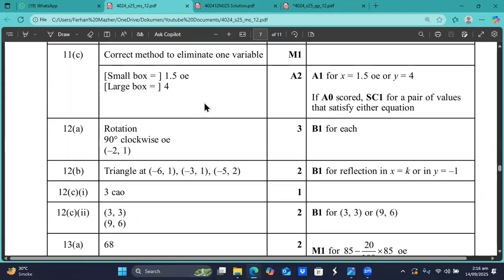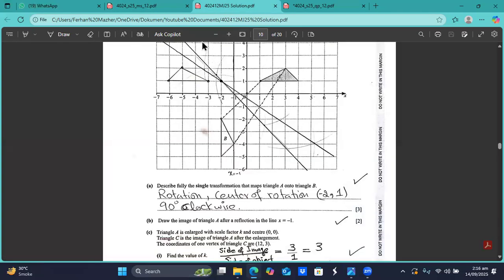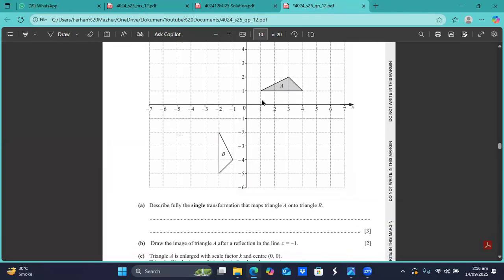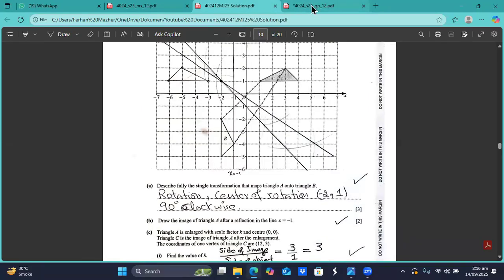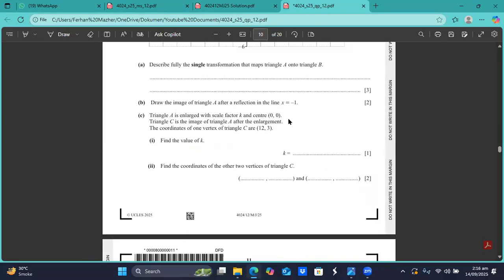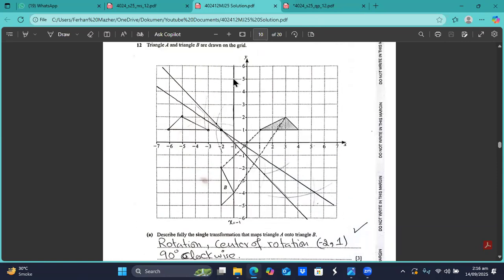This is how you find the center of rotation. Then we have this question. It says, draw the image of triangle A after reflection in the line x equals -1. Sorry, I said x, yes, x equals -1. So x equals -1 is this line.